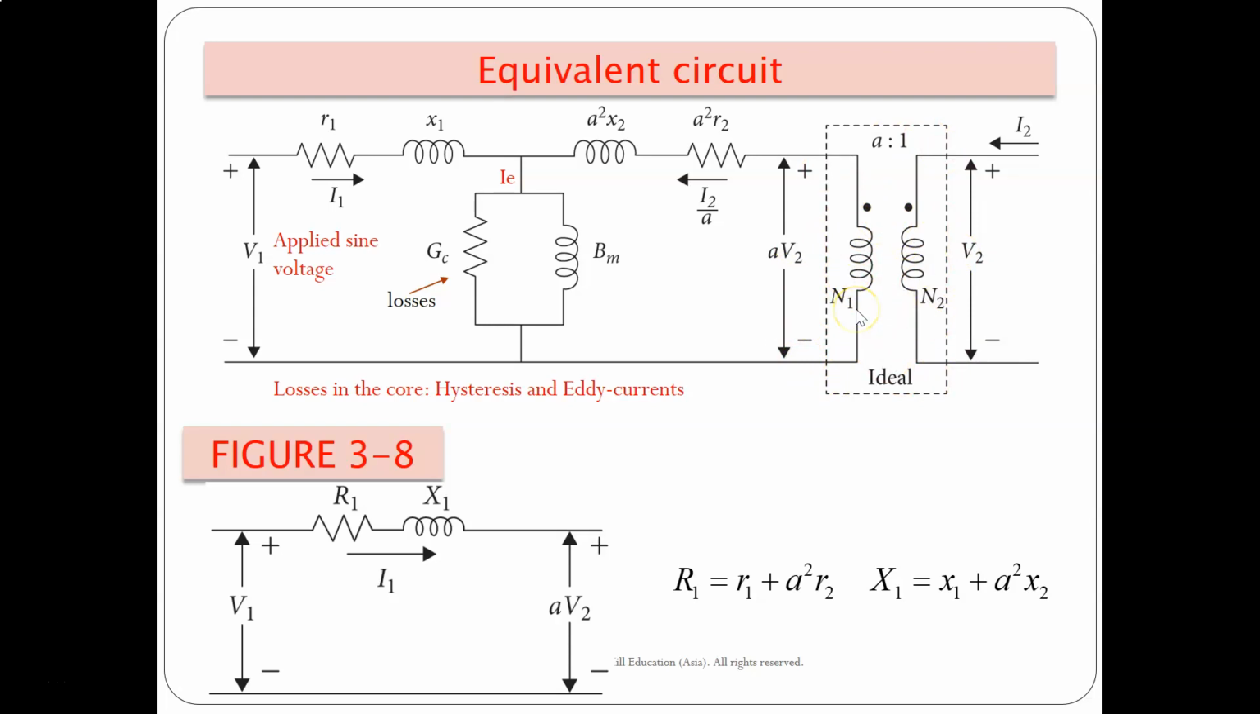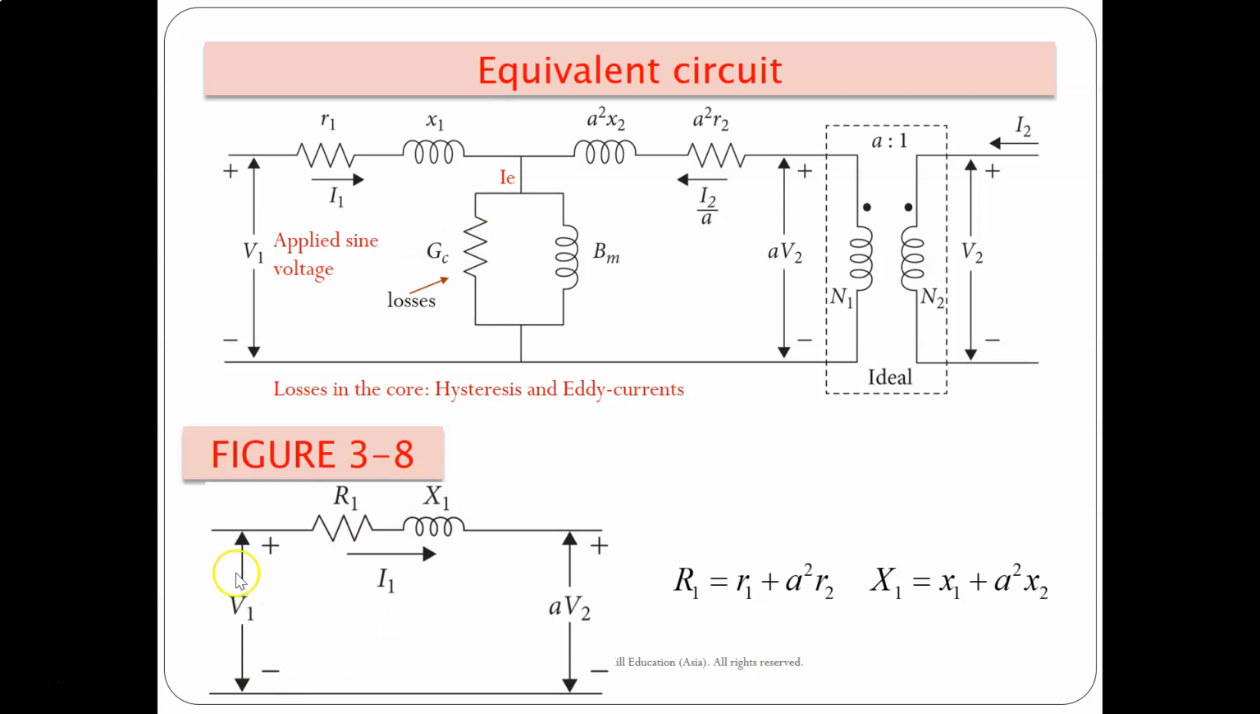We could move it to the left past the series elements. Then we just need to keep track of the ratio changes. Often we neglect the exciting current because it's too small compared to the usual load currents in the system. So we can simplify the equivalent circuit even further, as you can see down here.